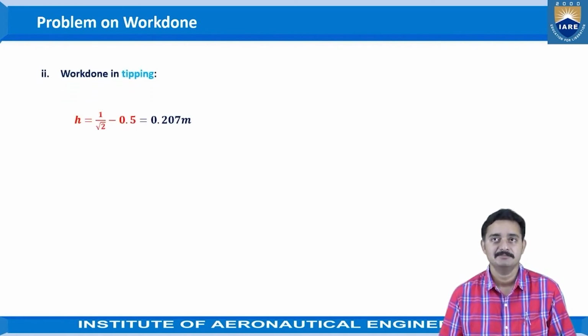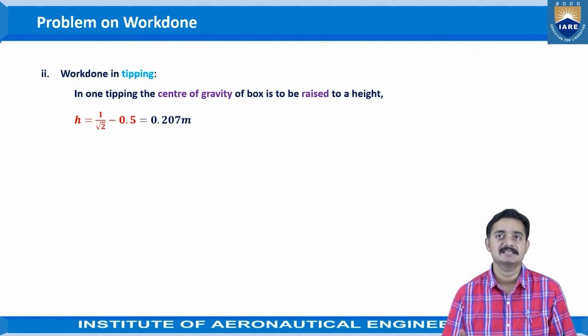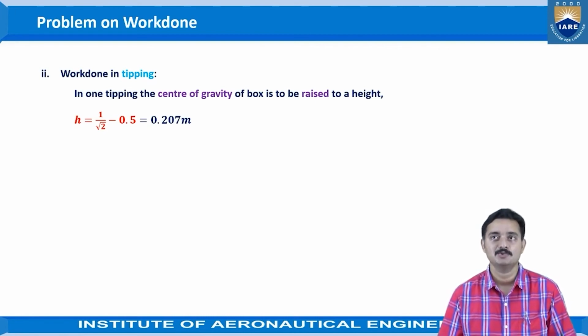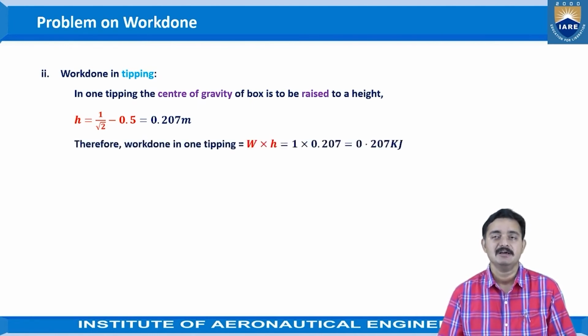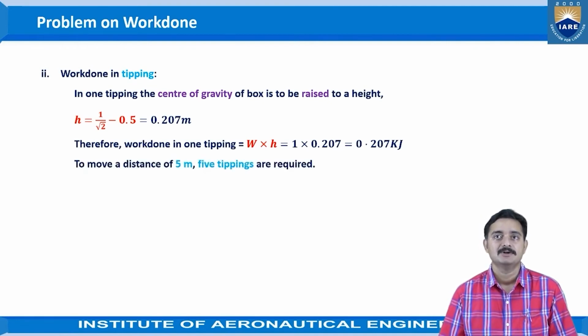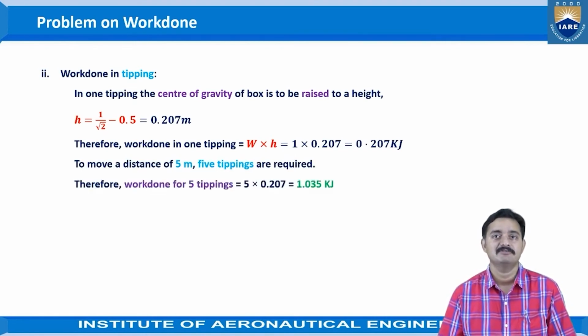Now, for the work done in tipping, in one tipping the center of gravity of the box is to be raised to a height of h equal to 1 by root 2 minus 0.5, that is equal to 0.207 meters. Therefore, work done in one tipping is equal to W into h, that can be written as 1 into 0.207, that is 0.207 kilojoules. To move a distance of 5 meters, 5 tippings are required. So overall, work done for 5 tippings is 5 into 0.207, that gives 1.035 kilojoules.